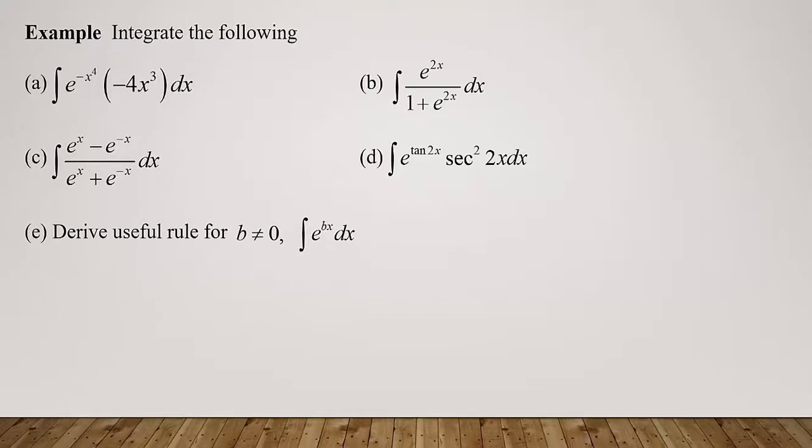We're gonna come up with a useful rule as long as b doesn't equal 0. We're gonna develop a rule for integrating e to the bx dx. So once we know this rule, we'll be able to in one step just write down what the antiderivative of e to the 3x is, for example. So write this all down because I am heading off to the chalkboard to do them.